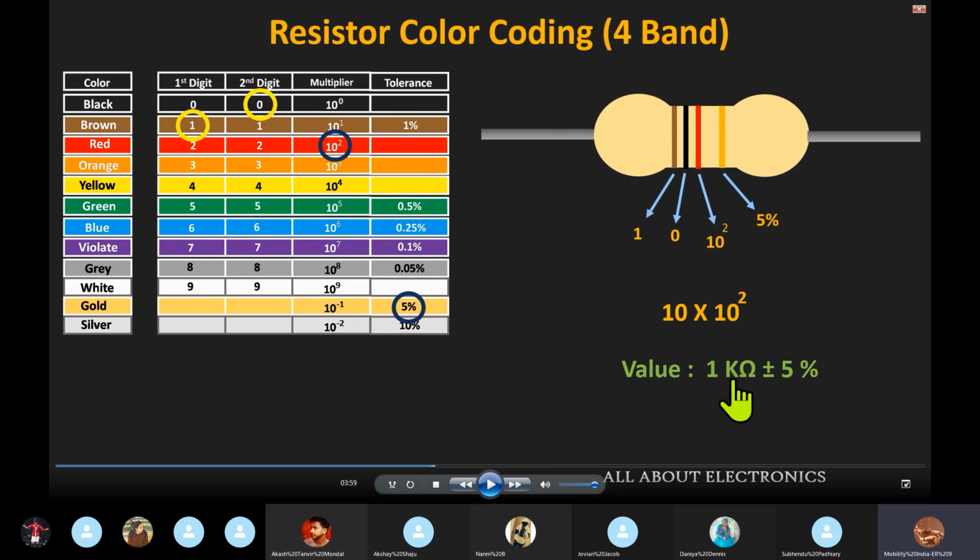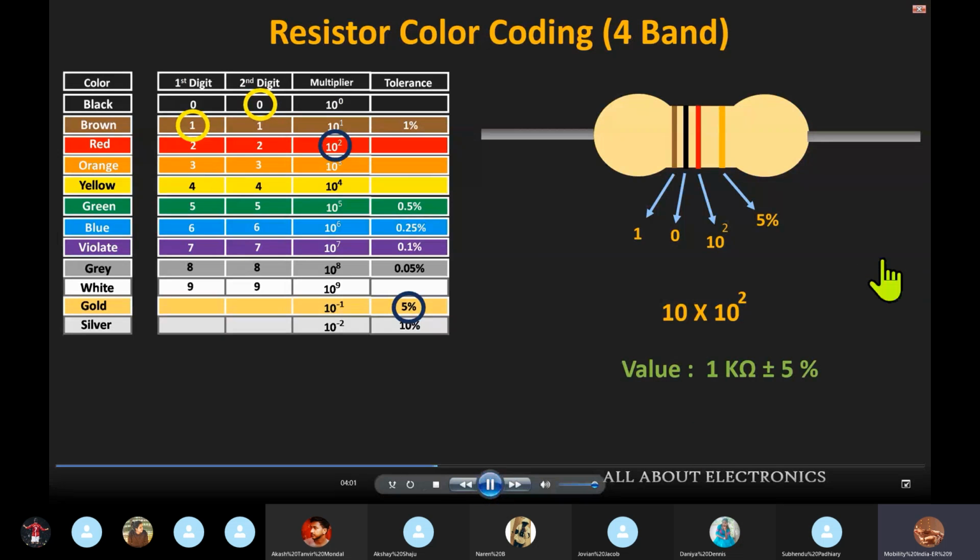The value of this resistor, 1 kilo ohm, is 1000 ohms. 5% of 1000 is 50 ohms. So the value of this resistor can be 1 kilo ohm plus or minus 50 ohms. That is, the value can range between 950 ohms to 1050 ohms. In the previous example which I explained, which is there in the next continuing video, it is 1 kilo ohm plus minus 20%. The value would range between 800 and 1200. Please watch that.